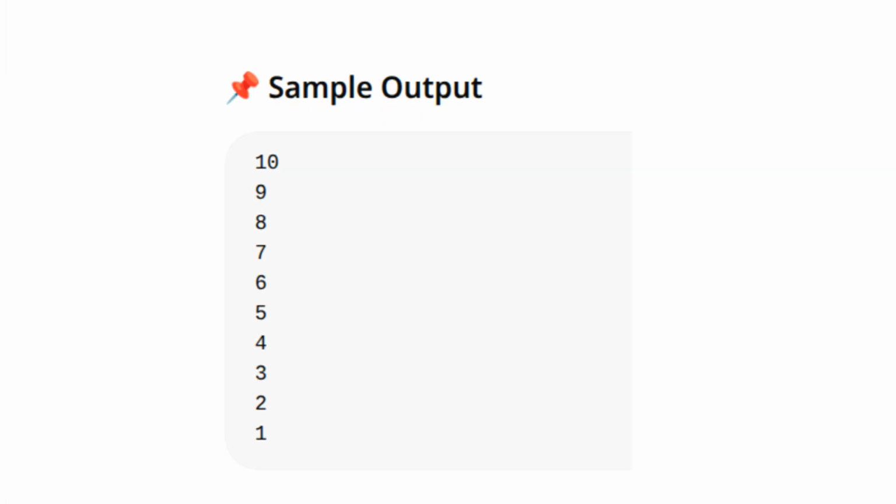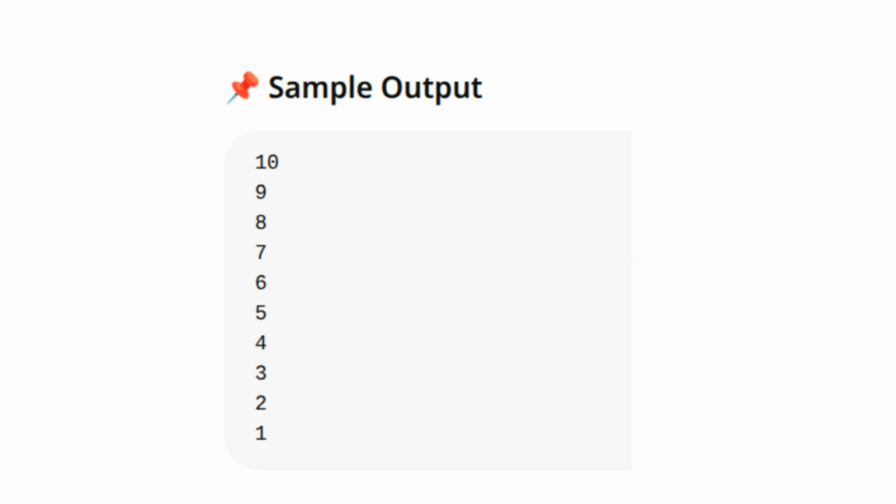All right, and here's the sample output of that program. Look at this. The numbers are printed from 10 all the way down to 1, each one on its own line. Exactly what we expected. Let me quickly walk you through what happened behind the scenes. The loop started with i equal to 10.